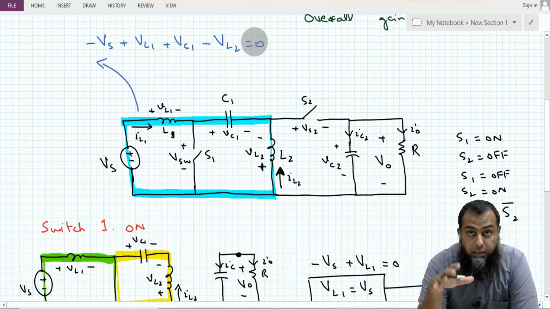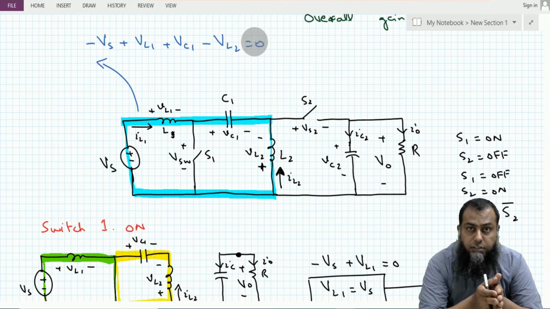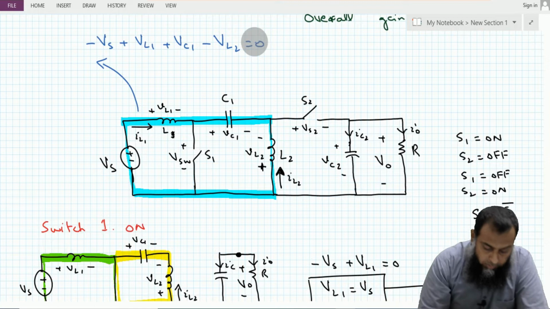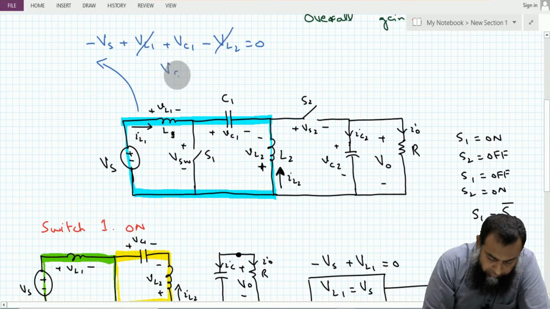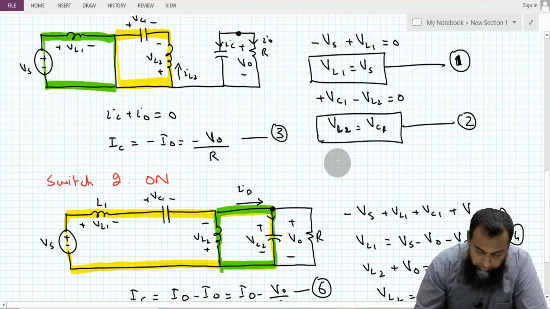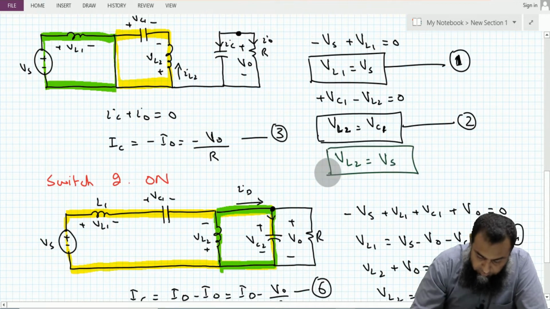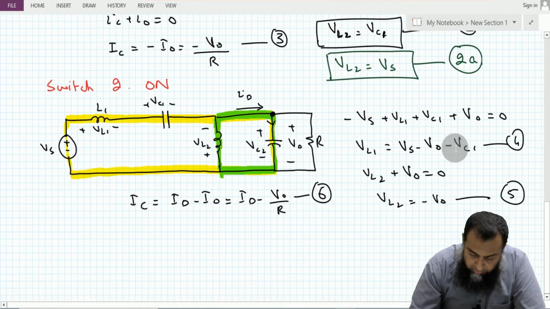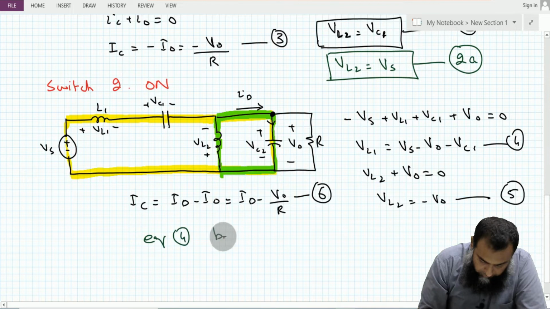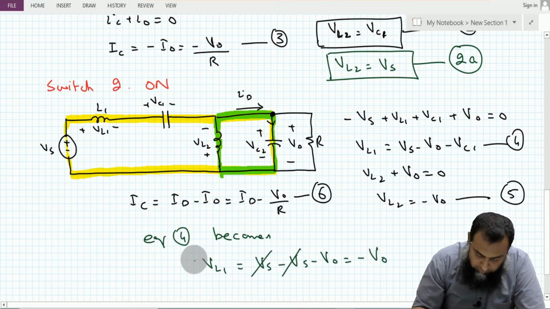And we have earlier discussed this, that over a period of one switching cycle, the net voltage across an inductor is equal to 0. So the volt second balance in a steady state circuit is always maintained for the inductor, and therefore this VL1 and VL2 are equal to 0, and consequently this VC1 becomes equal to this Vs. So based on this particular information, we can modify these equations such that this VL2 becomes equal to this Vs, and this becomes my equation number 2a. And in here, this equation number 4 becomes VL1 is equal to Vs minus V naught, and that is equal to minus V naught, because this is cancelled by this one.